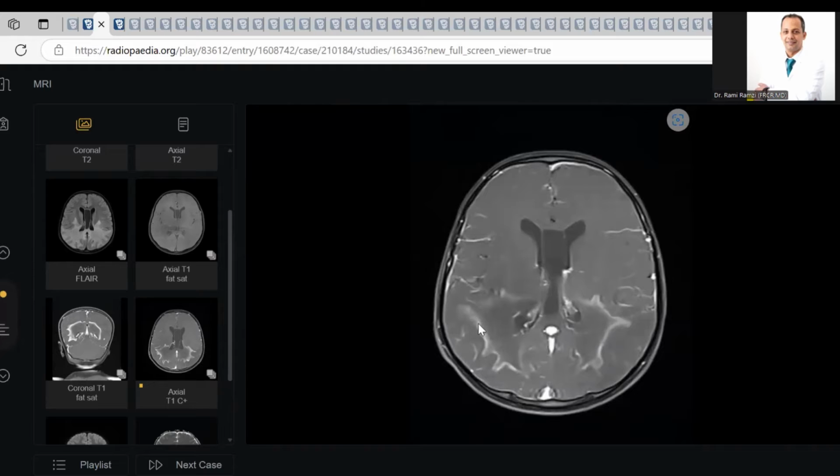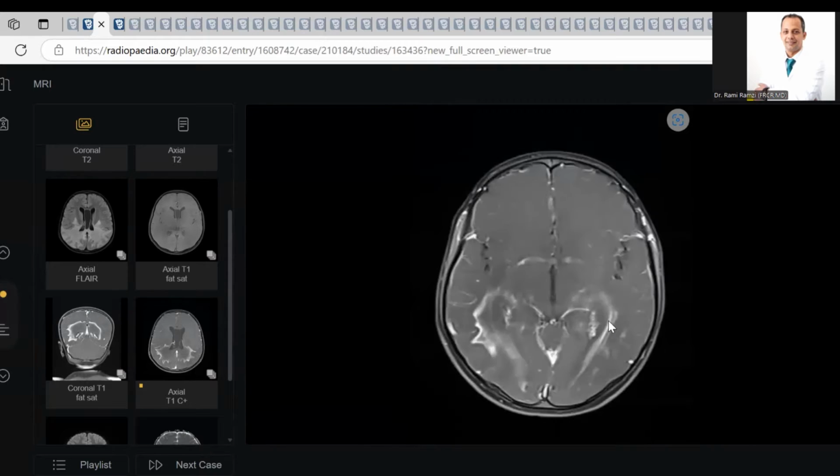This is the enhancement of the middle layer. The disease consists of three layers. Okay, this is the middle one. Why? Because here there is blood-brain barrier destruction, so it is enhanced. So I ask about this.